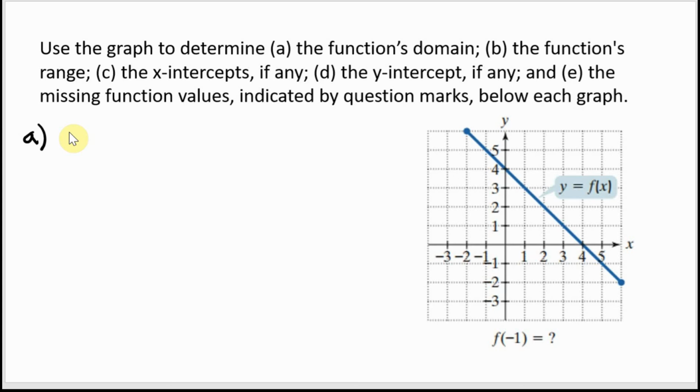-2 to +6. See that? The x values that define the function. Now, is it parentheses or brackets? Brackets, because it's the closed dot. See how they get you? They get you on that little small stuff. And that's what kills me too.